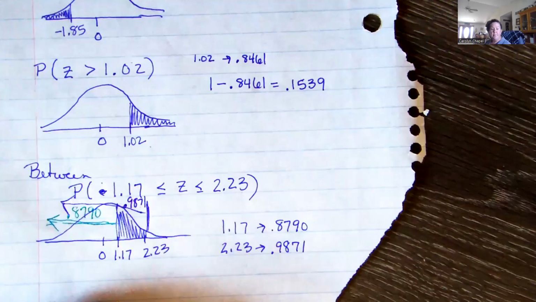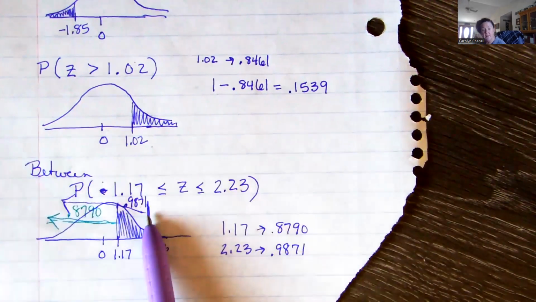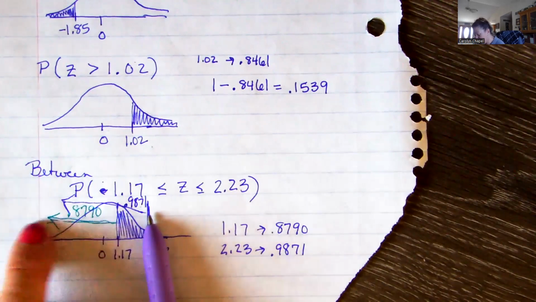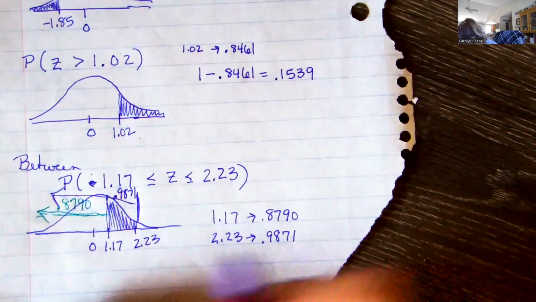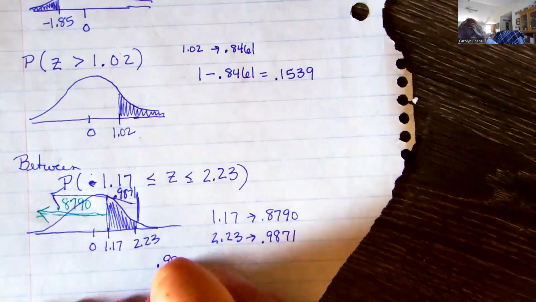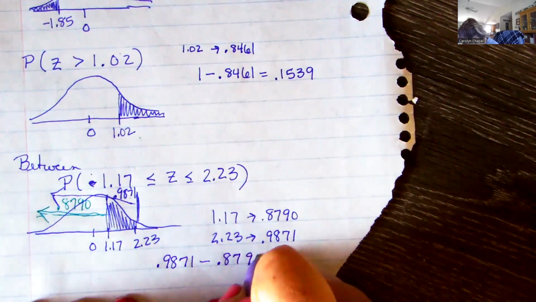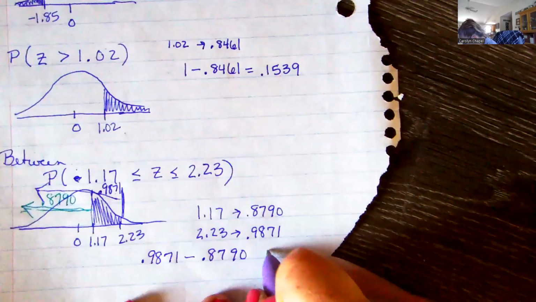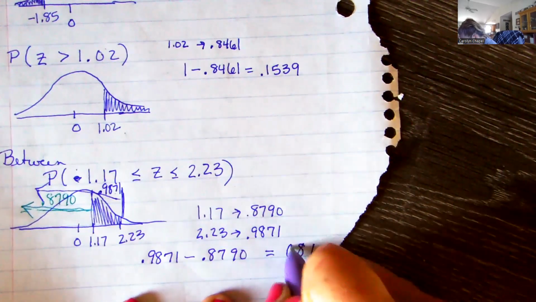So 0.9871. Okay, so to find between the two, what we're going to do is take the larger area and subtract off this piece here because that's not included. So we're going to subtract those two. So 0.9871 and subtract 0.8790. That's going to give me 0.1081.